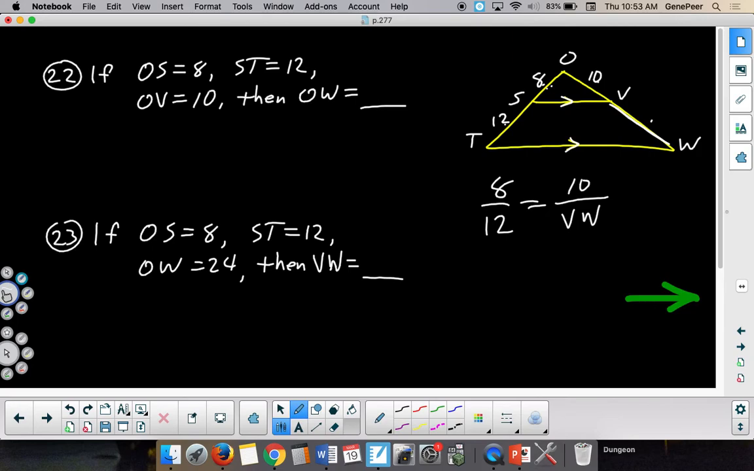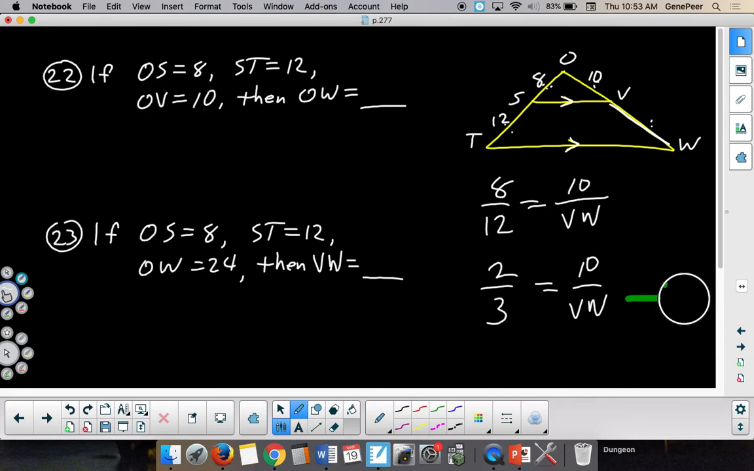Matching up our A over B equals C over D concept here. Hey, let's reduce 8/12ths. Be nice to ourselves. 8/12ths divided by 4 and divided by 4. That's 2 over 3 equals 10 over VW.